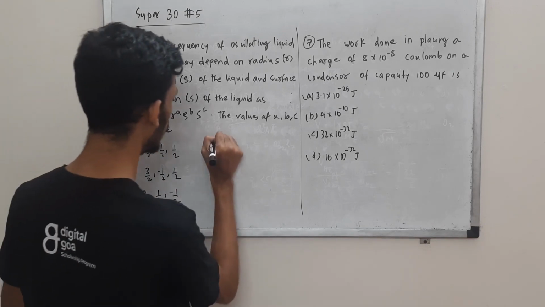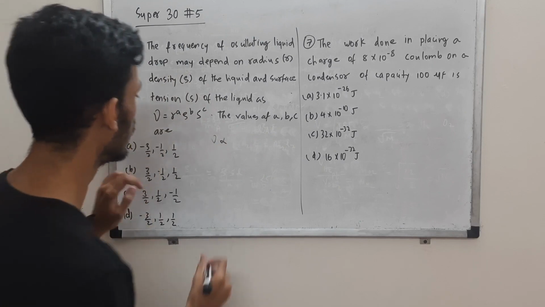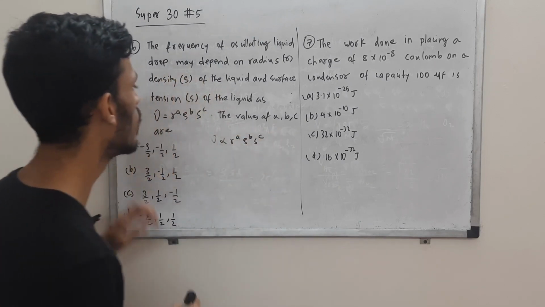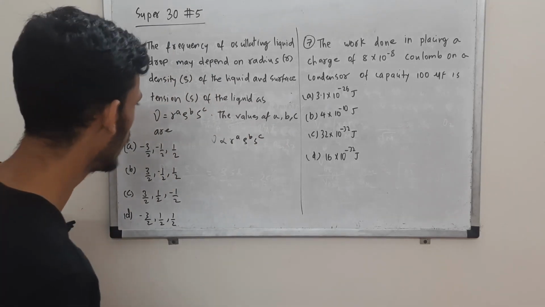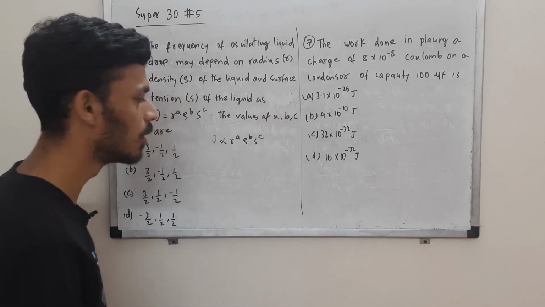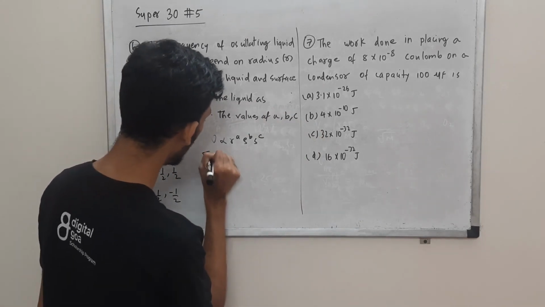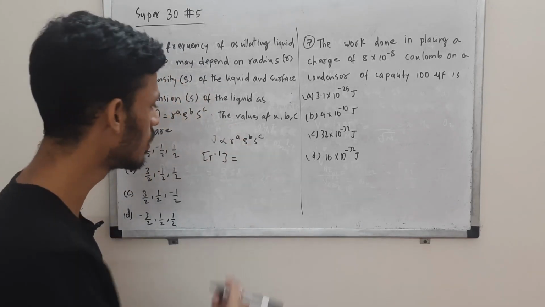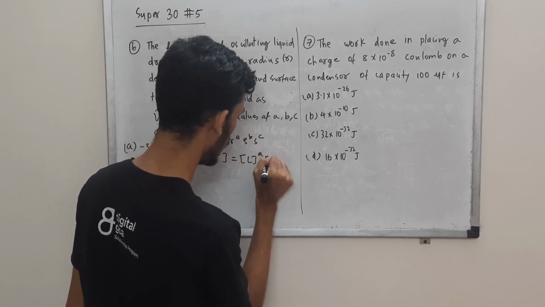Here we are given that the frequency may depend on density. The relation is also given: radius, density, and surface tension. You are supposed to find the values of a, b, and c. So it's a straightforward question, right? You just have to apply the dimensional formula on both sides. Frequency has dimensions of per time, and there will be some dimensionless constant that we can neglect. Here radius is length to the power a.